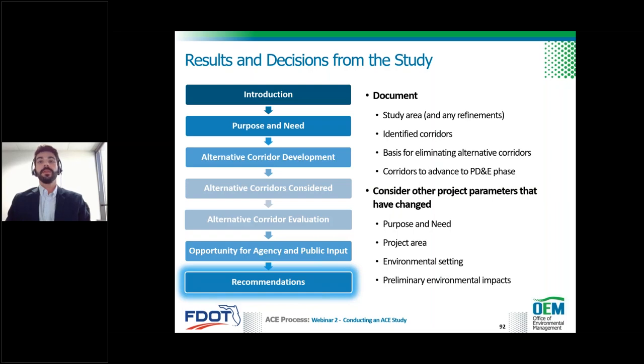If you started with a study area, what corridors were identified? Or perhaps, how was the study area identified? If you started with corridors, which corridors were eliminated? What is moving forward to the next phase, which could be the PD&E phase? There's other project parameters that could have changed as a result of the ACE study. In several cases, the purpose and need could be updated. New environmental features could have been discovered.